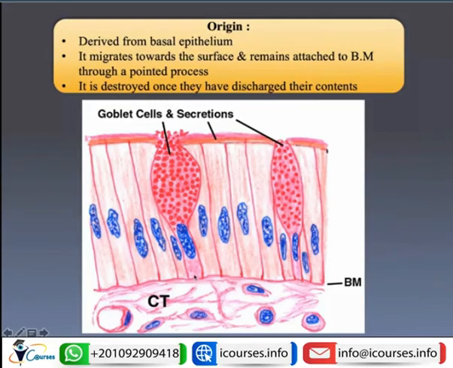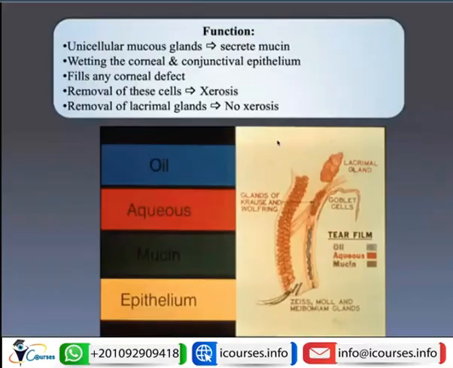Then after this, the goblet cell will be separated from the basement membrane and try to rise to reach the surface. Until they reach the surface, they are destroyed and discharge their mucus content. So this is the life cycle of the goblet cells. They start by attachment to their basement membrane and start to ascend, until they open onto the surface and discharge their contents. So what is the role of goblet cells?